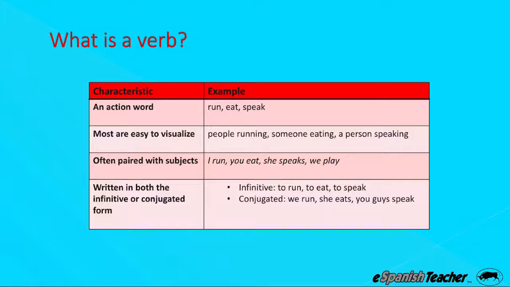And then verbs can manifest themselves in two different ways. The first way is the infinitive, meaning it's that pure mother verb, unconjugated form. To run, to eat, to speak. And the second way verbs appear is their conjugated form. So you pair them with a subject. We run, we is the subject. She eats, she is the subject. You guys speak, you guys is the subject. So these are really the two ways that we see verbs written in English and Spanish.